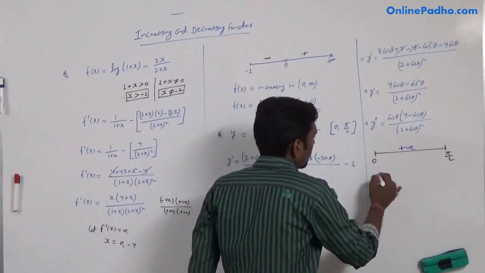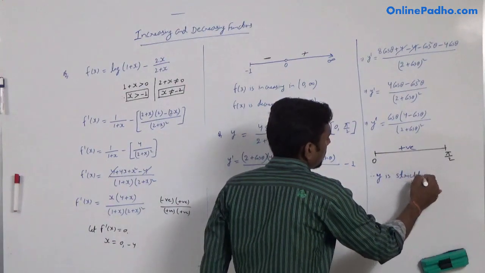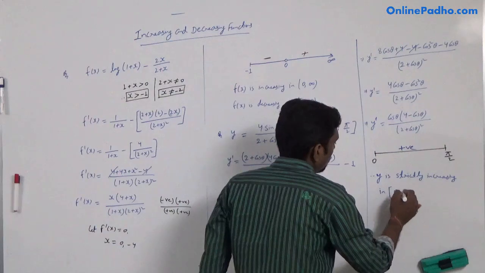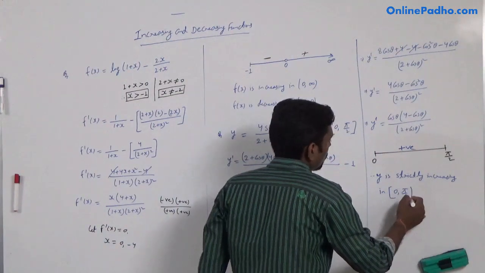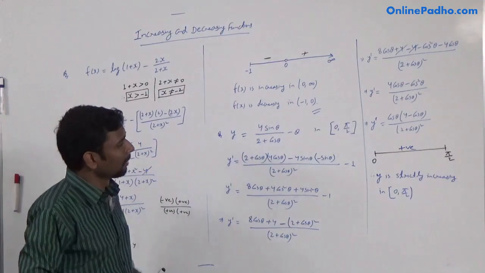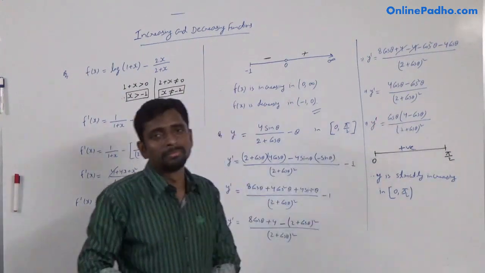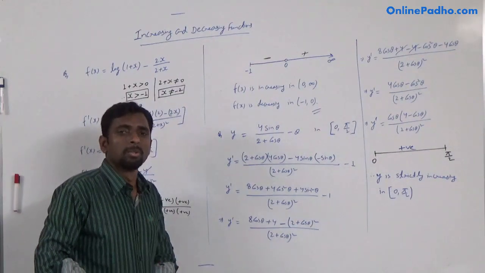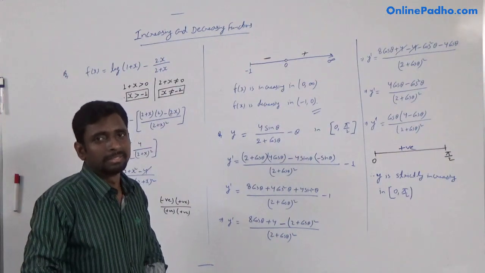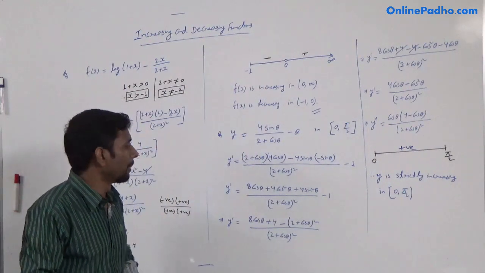So therefore, y is strictly increasing in the interval 0 to pi by 2. Open interval pi by 2, not a closed interval pi by 2, because in the closed interval at pi by 2 you can write cos pi by 2 is 0. So y dash is equal to 0. At that point the slope of the tangent is 0. So therefore, the tangent is parallel to the x-axis. So we have to write the open interval in this.